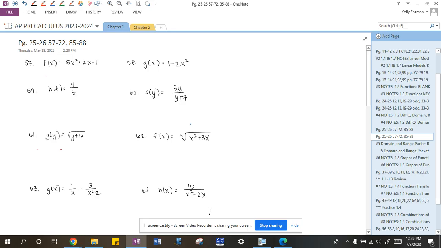Domain, remember, is the set of all x values that can be plugged into the function without getting an imaginary number or something that's undefined. So our first couple are pretty easy. The domain for a quadratic, all real numbers. Domain for this quadratic, all real numbers. So polynomials, linear, quadratics, anything higher degree, all real numbers.